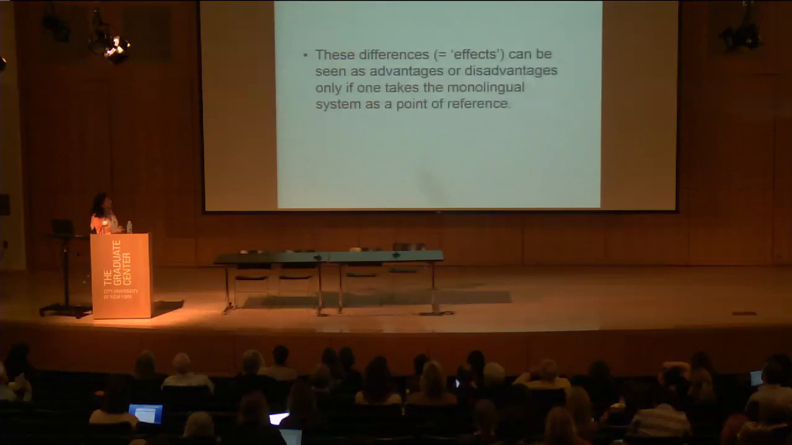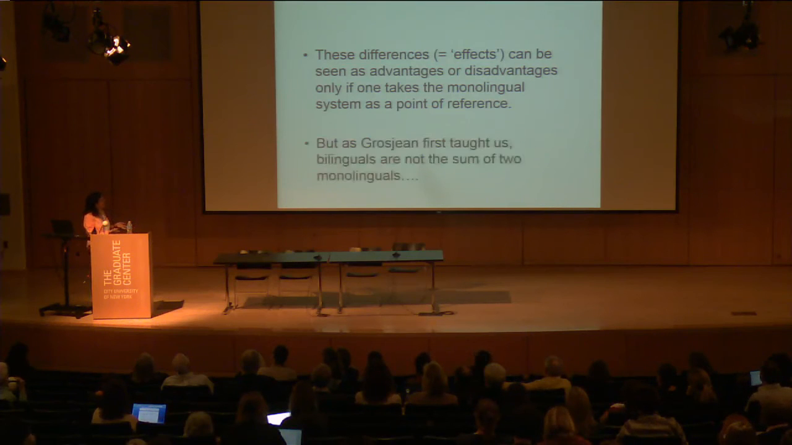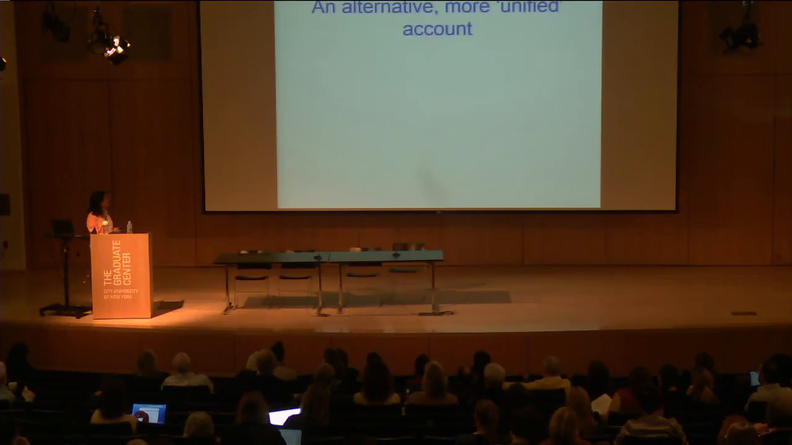Now, these differences, and this is where I'd like to open a brief parenthesis on terminology. I would prefer to call them effects, because they can be seen as advantages or disadvantages only if you take the monolingual norm as a point of reference. So what I presented, if you take that monolingual norm, is not an advantage. I mean, it's a disadvantage, right? But François Grosjean was the first one who taught us that perhaps bilinguals are not the sum of two monolinguals, right? So perhaps we shouldn't always use the monolingual norm. We all do it, a sinner as everybody else, but maybe that's not the right kind of thing to do.